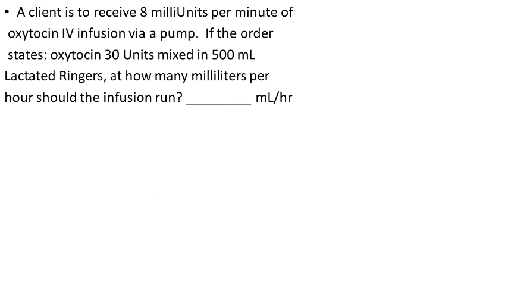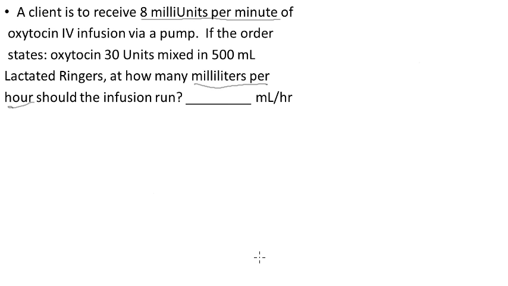It's always good when we read the problem to see what it's actually asking. We're asked to find how many milliliters per hour. We notice that this is a rate, so we need to start our problem with a rate. As I read through the problem, the other rate that I have is 8 milliunits per minute. So I need to start with that piece of information.